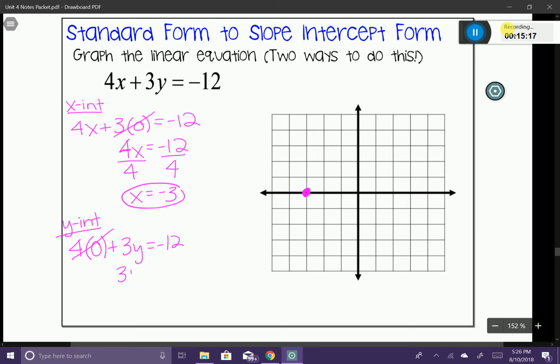That's going to leave me with 3y equals negative 12. And I'm going to divide both sides by 3. And y is going to equal negative 4. So my y is negative 4. That's going to look just like this.